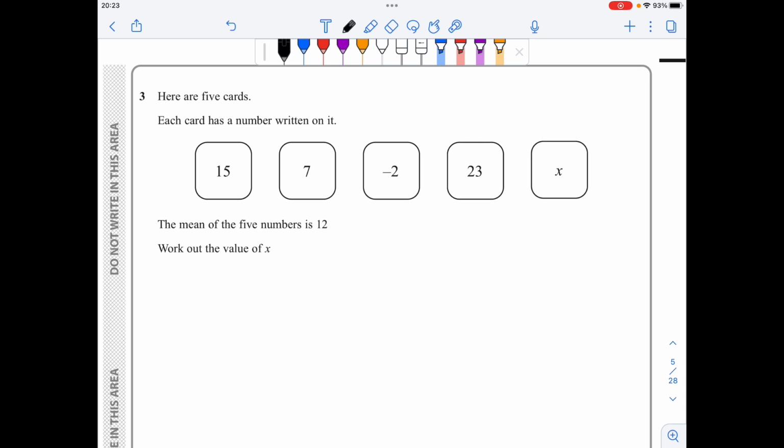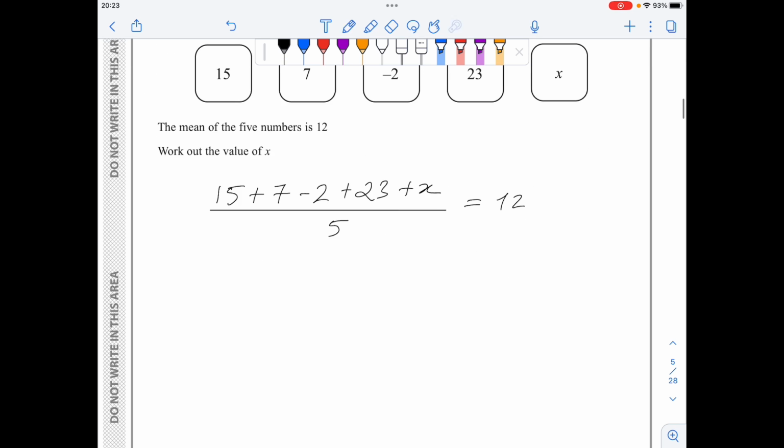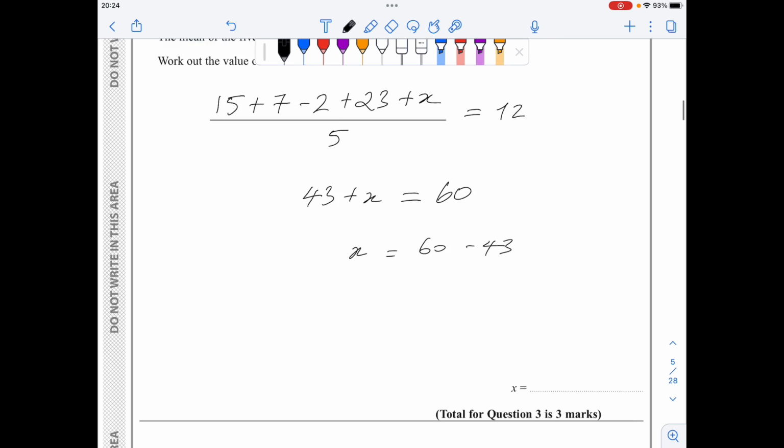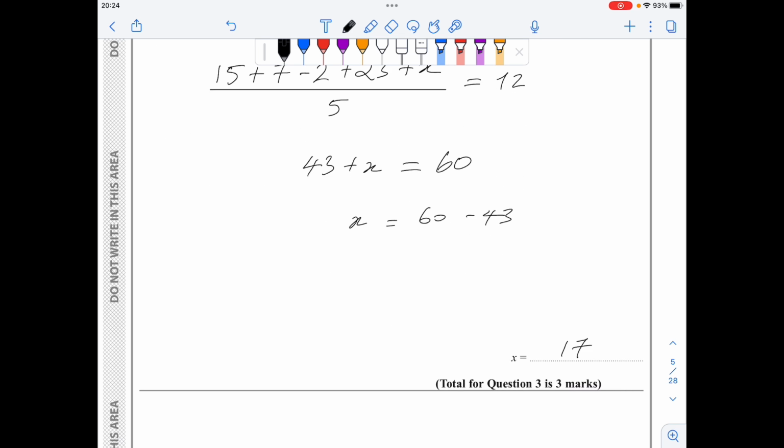For question 3, to find the mean, you just need to add those 5 numbers and divide by 5, so (15 plus 7 minus 2 plus 23 plus x) divided by 5 should give me 12. Now I'm going to add the numbers in the numerator. They give me 43 plus x equals, and then I will multiply 5 by 12, which is 60. So x is 60 minus 43, which comes out to be 17.